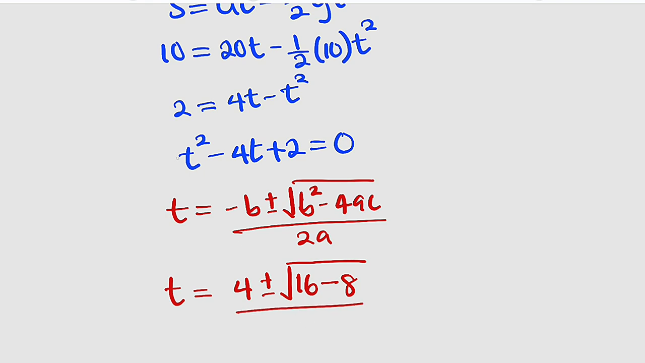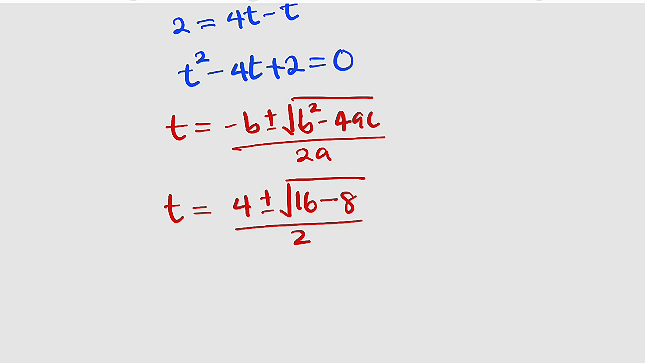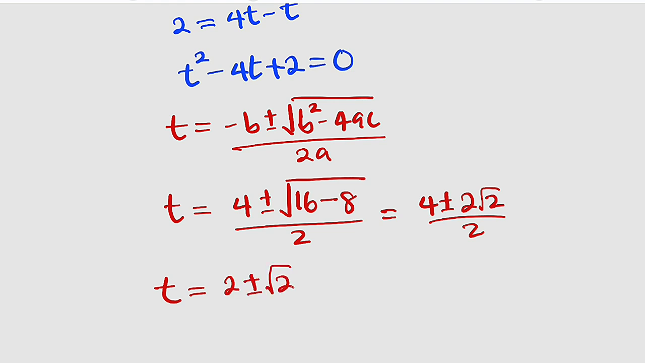Divide by 2 times 1 is still 2, right? All right, so this is what you need to simplify. 16 minus 8 is 8. And square root of 8 is 2 root 2, right? So this is equal to 4 plus or minus 2 root 2 divided by 2. So 4 can be divided by 2 exactly 2 times, and it can divide 2 exactly 1 time. So therefore, t is equal to 2 plus or minus the square root of 2.